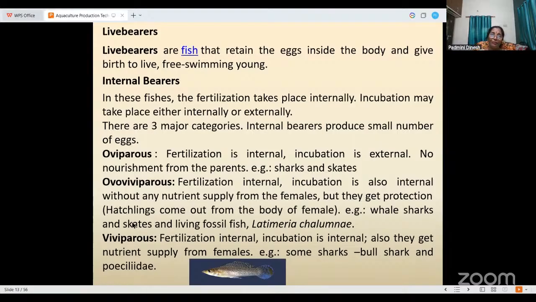Then the last one is viviparous, giving birth to the young one as such. So here it is fertilization internal, incubation is also internal, and nutrient supply is also from the mother. That is, the placental connection is present over here. Examples are the bull shark and Poeciliidae. This is a small Poeciliid. If any of you have an aquarium, then definitely you must have seen the small fishes over there, which give birth to young ones directly. So that is the example of viviparous. So under livebearers, three types: oviparous, ovoviviparous, and viviparous.